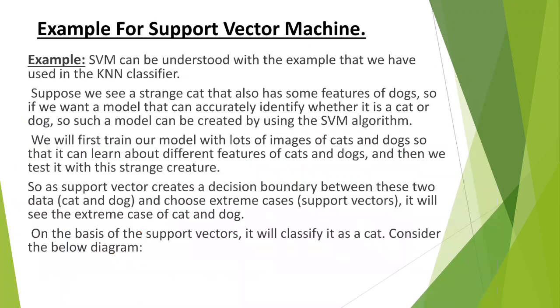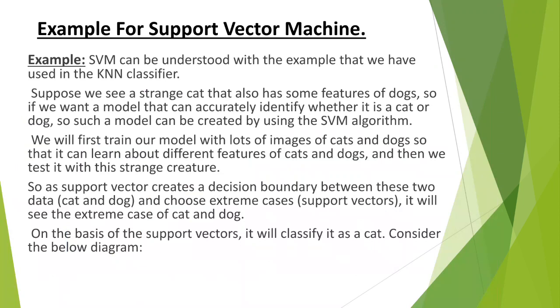Example for support vector machine. SVM can be understood with the example that we have used in the KNN classifier. Suppose we see a strange cat that also has some features of dogs. So if we want a model that can accurately identify whether it is a cat or dog, such a model can be created by using the SVM algorithm. We will first train our model with lots of images of cats and dogs so that it can learn about the different features of cats and dogs, and then we test it with this strange creature.